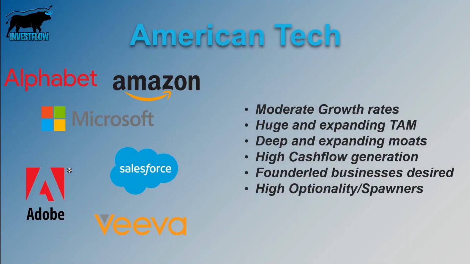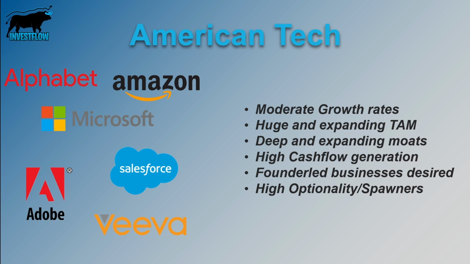So let's take a deeper look into each and every segment I mentioned. The first segment and my biggest one is American tech, which for me includes Alphabet, Amazon, Microsoft, Adobe, Salesforce and Veeva Systems. From these companies I expect moderate growth rates in revenue. I expect a deep and expanding total addressable market. I expect a deep and expanding moat, high cash flow generation, if possible a founder-led business, which for these is only the case in Salesforce and Veeva.